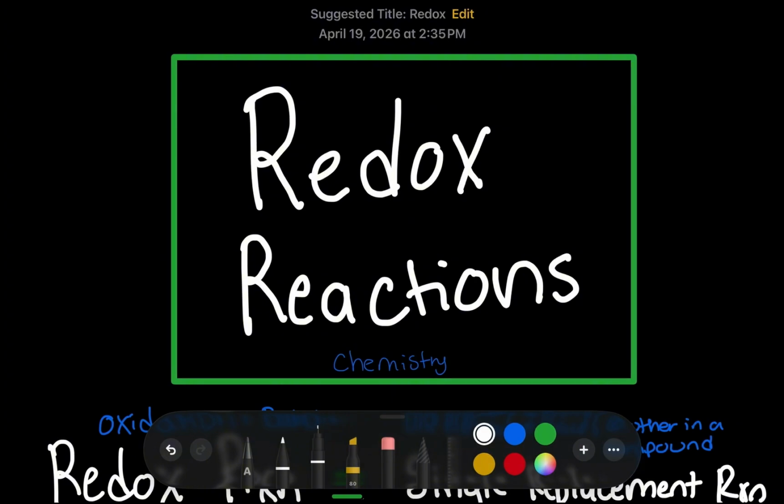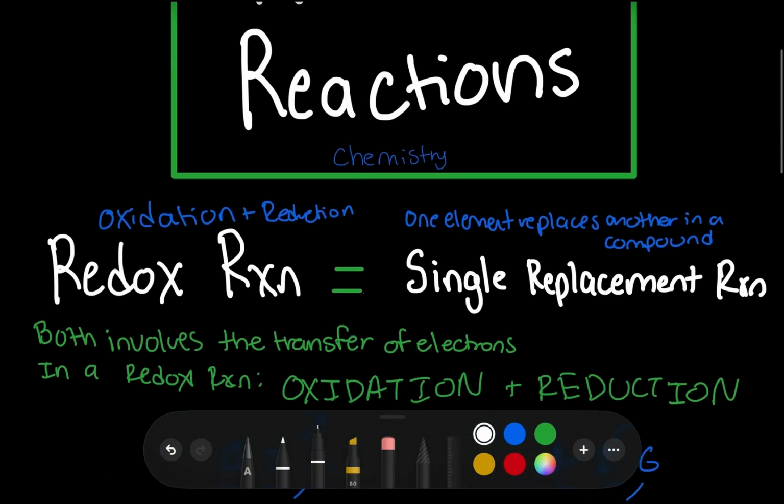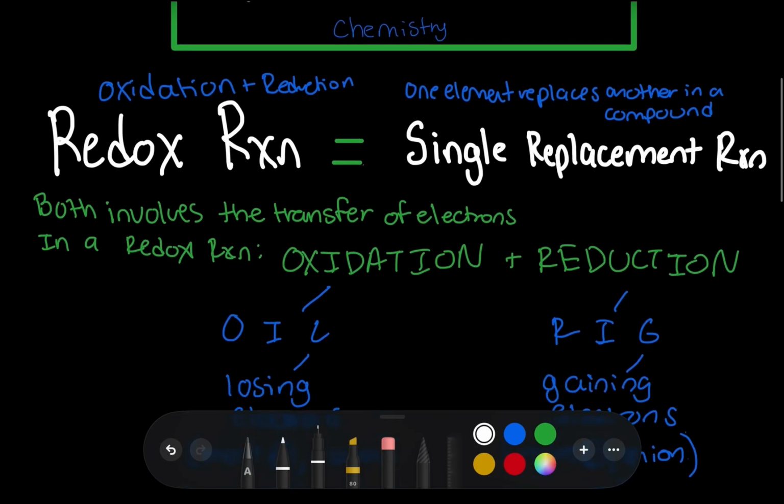Today we're going to be talking about redox reactions in chemistry. First of all, let's talk about what a redox reaction is. A redox reaction is very closely similar to a single replacement reaction. In a redox reaction, you involve oxidation and reduction.